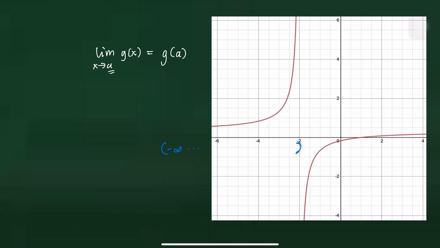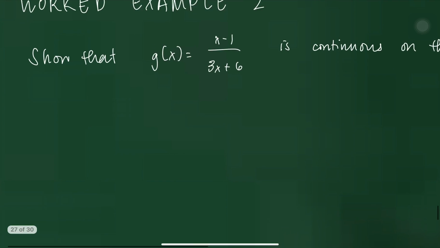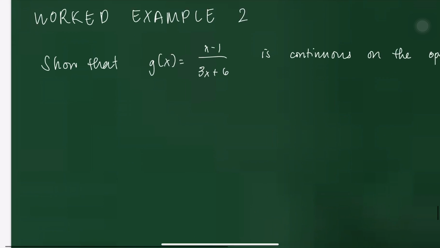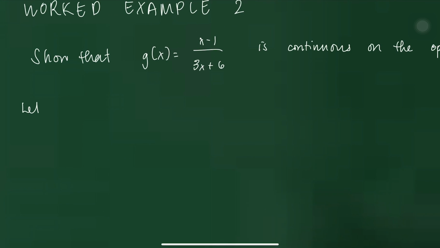Ano tong a na to? Gaya ng ginawa natin nung last time, let a be in the interval negative infinity to negative 2. So, kahit anong number yan, kahit anong negative number na mas maliit sa negative 2, pwede. Fair game yun. Okay? Pero kasama ba ang negative 2? Hindi. Bakit mahalagang hindi kasama ang negative 2 dito?